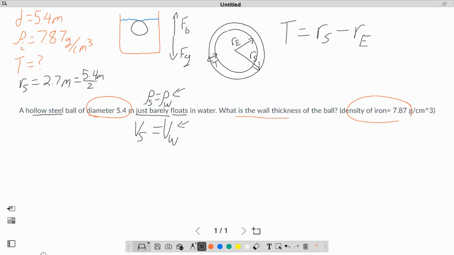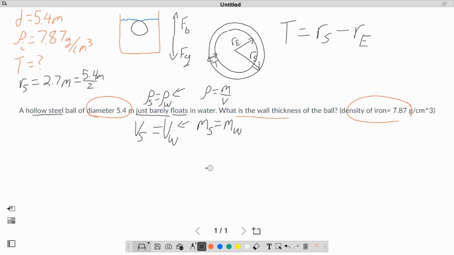So now, that would mean m = ρV, that the total mass of the sphere should equal the mass of the water that is displaced, right? Because if the density is equal and the volume is equal, well, the mass has to be equal. There's no other choice there. So since we know the mass is equal, we can figure out the mass of our sphere.